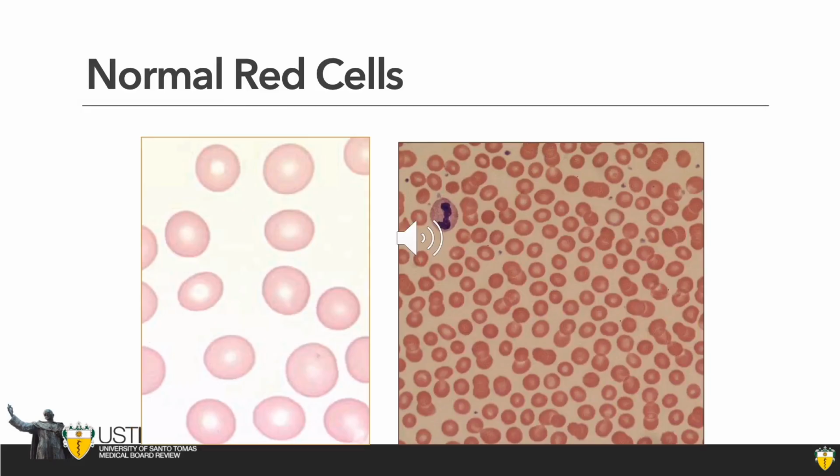This is a peripheral blood smear wherein you can see the normal red blood cell. This is a higher magnification on your left side, and the right side you have a magnification, and then you have a segmenter, one segmenter here.